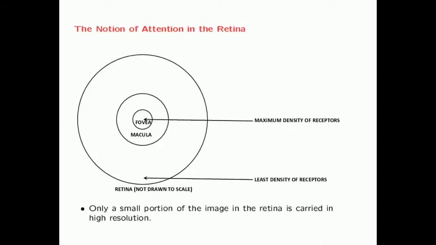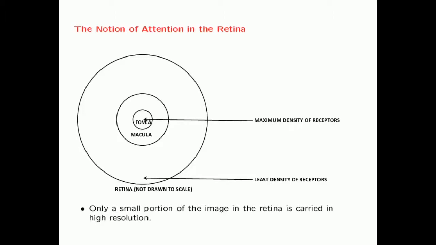This can also be associated with how the retina is structured. Typically the retina is structured in a concentric way, where the central portion of the retina is referred to as the fovea, and the fovea lies inside the macula. The macula and the fovea contain the maximum density of receptors, whereas most of the retina is really peripheral vision, which corresponds to the least density of receptors.